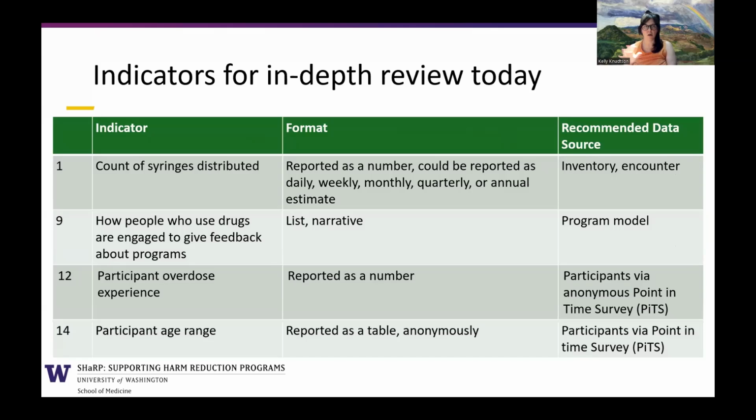So today I'm going to go in depth on these four indicators: count of syringes distributed, how people who use drugs are engaged to give feedback about programs, participant overdose experience, and participant age range. Just so folks can see what to expect in them, and think about how you might adapt these to your own situation.